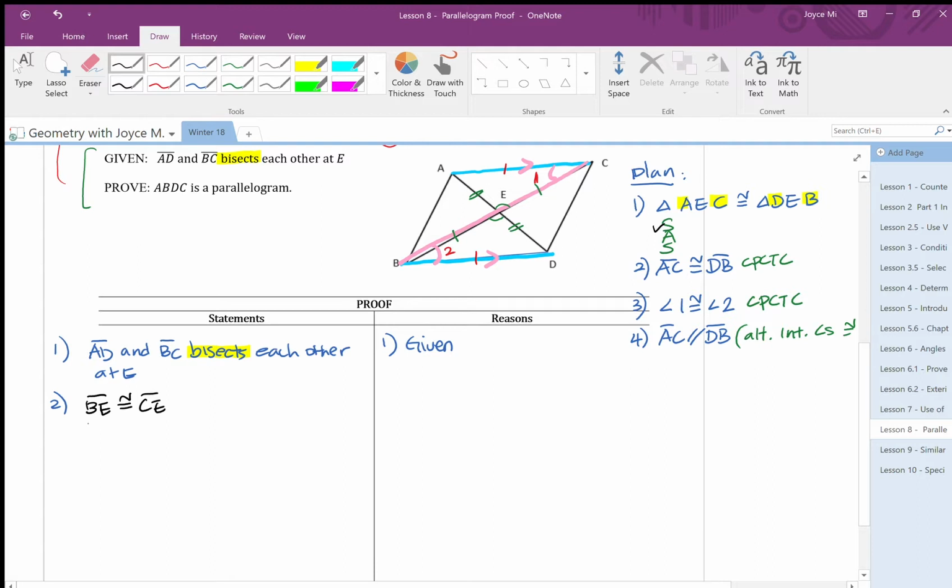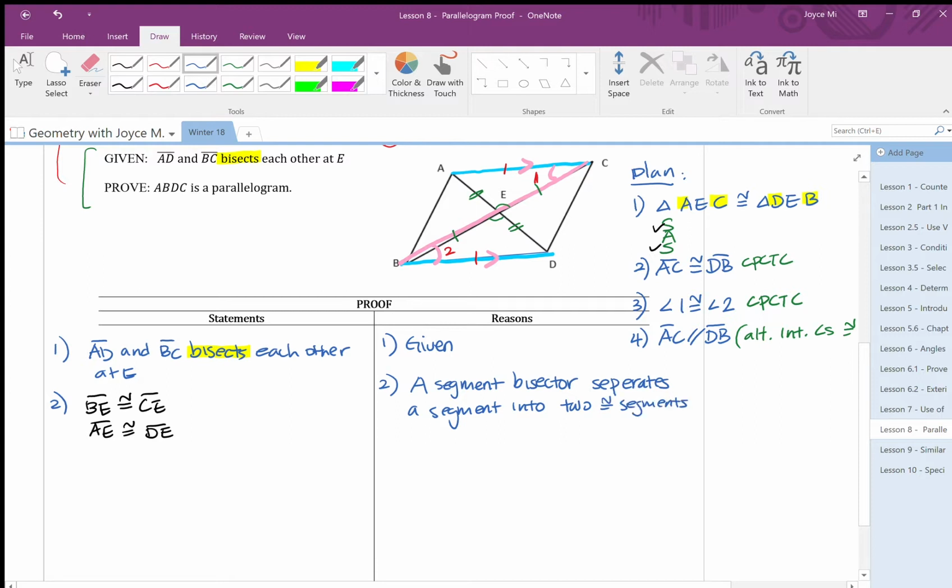I can also say AE is congruent to DE. Okay, I'm going to check that off. And this is true because of the definition of a segment bisector: a segment bisector separates a segment into two congruent segments.